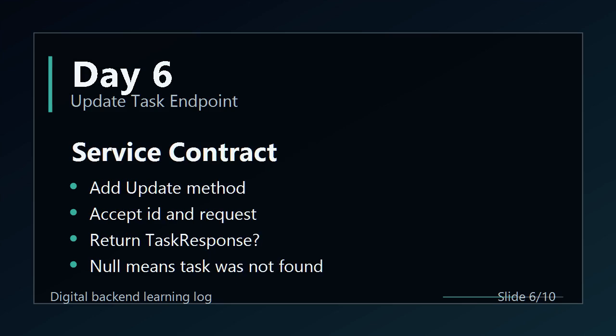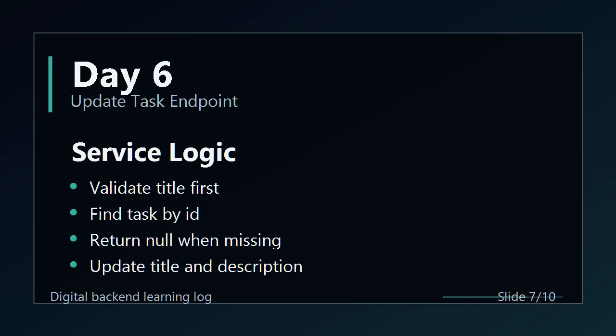Next, update the service contract. Add an update method that accepts the ID and request. It returns a nullable task response, where null means the task was not found. The service logic validates the title first, finds the existing task by ID, returns null when it is missing, then updates the title and description when the task exists.